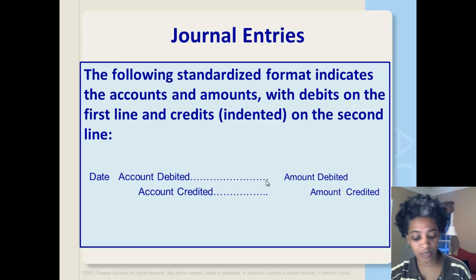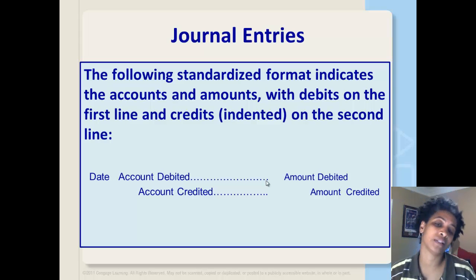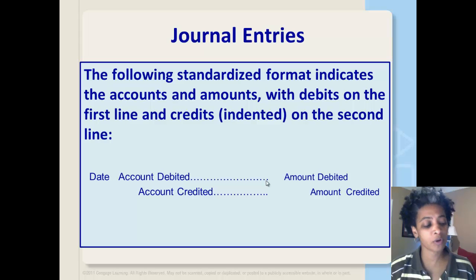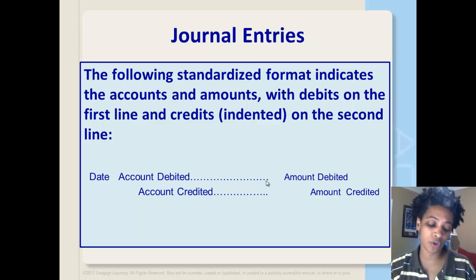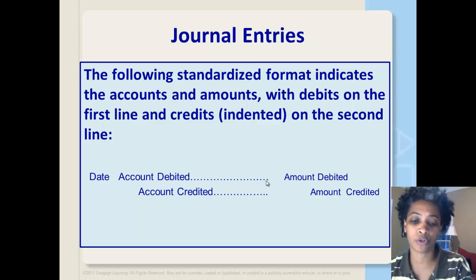Then when an accounting transaction is recorded in the general journal, we typically say that means that the transaction has been journalized. So this is our overall process and the mechanics and the terms related to recording accounting transactions. When we come back, we'll actually make some journal entries.